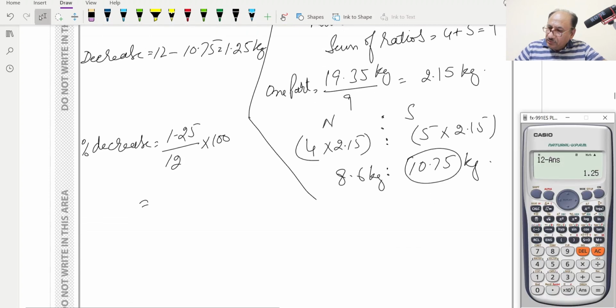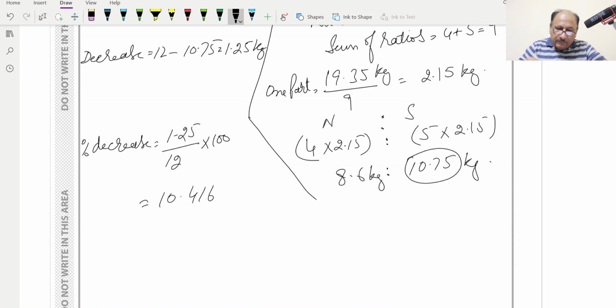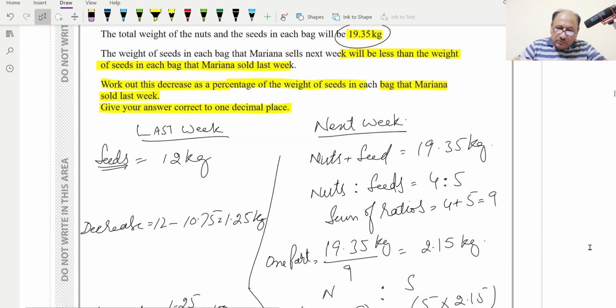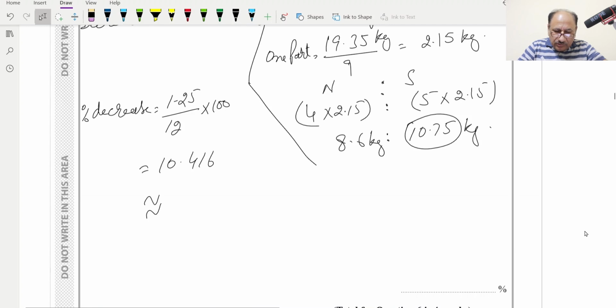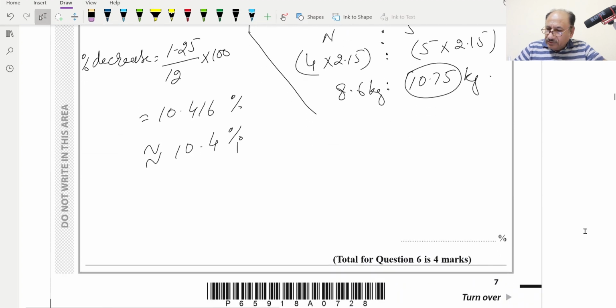It will be the fraction 1.25 over 12, multiplied by 100, and this is equal to 10.416. The answer they are asking for is correct to one decimal place, so the answer will be 10.4, and this is in terms of percentage, so we'll be writing 10.4. This will be our final answer.